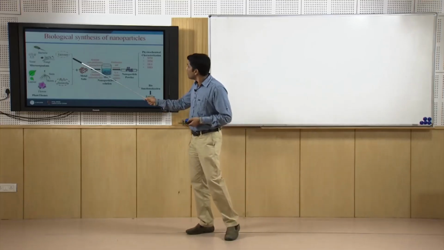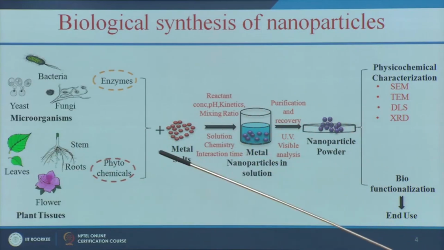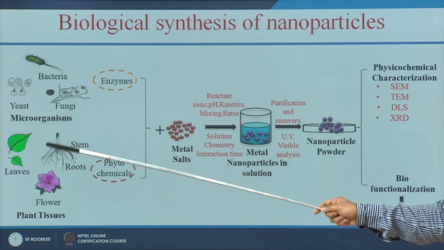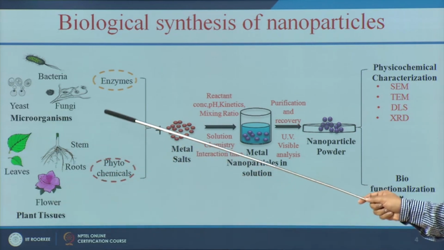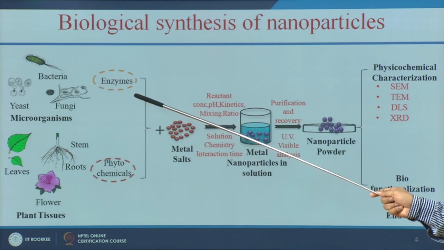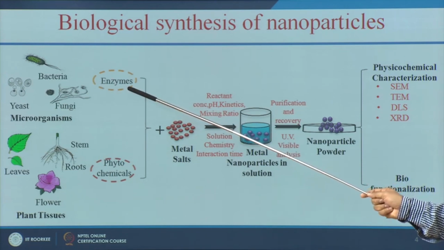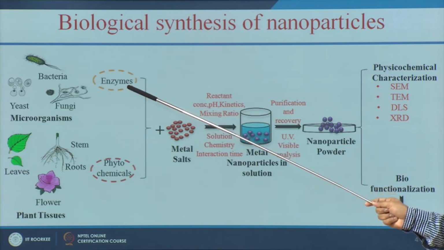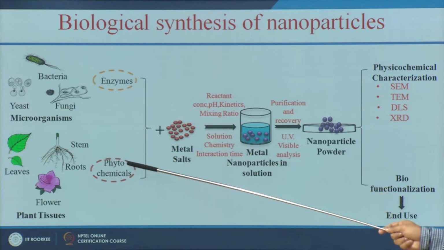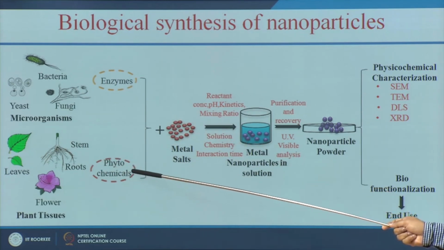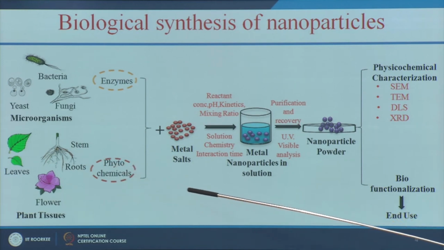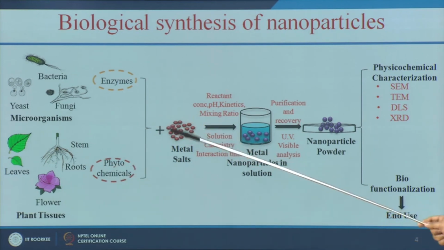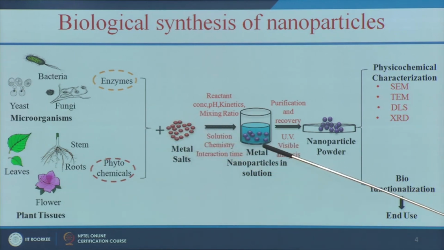So this is an overview of biological synthesis of nanoparticles. Here we are going to use either microorganisms or plant tissues, and the enzymes present in the microorganisms will act like a reducing agent as well as a stabilizing agent or capping agent. Similarly, the phytochemicals act like a reducing agent and also like a capping agent for your nanoparticles. When you mix bacteria or any microorganism with the metal salt, the enzymes will convert these metal salts into metal nanoparticles. These nanoparticles can be further purified and characterized.